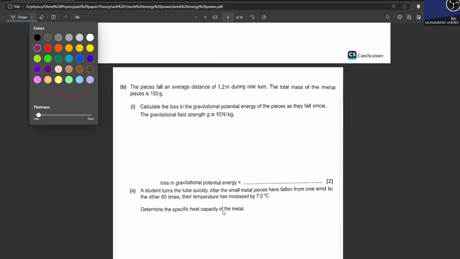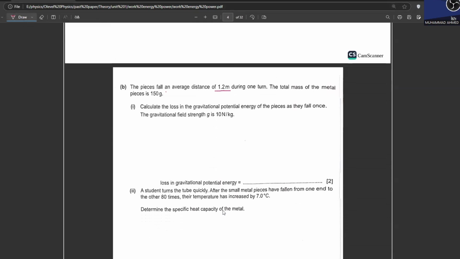The pieces fall an average distance of 1.2 meters during one turn. The total mass of the metal is given. Calculate the loss in gravitational potential energy of the pieces as they fall once, where the gravitational field strength g is 10. So we have to calculate the loss in gravitational potential energy, mgh. What is the mass? 0.15 kg. What is g? 10. What is the height? 1.2. Can you calculate the gravitational potential energy? Yes. 0.15 into 10 into 1.2. This comes out to be 1.8 joules of energy.